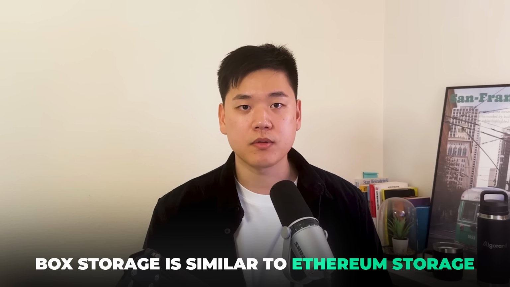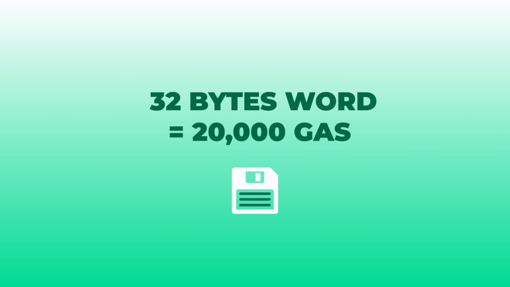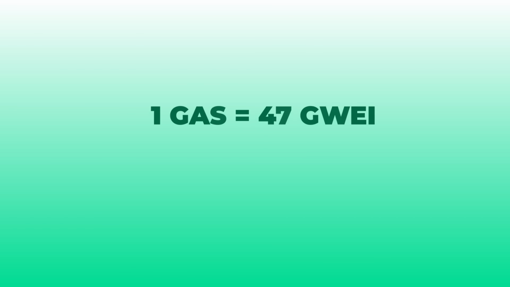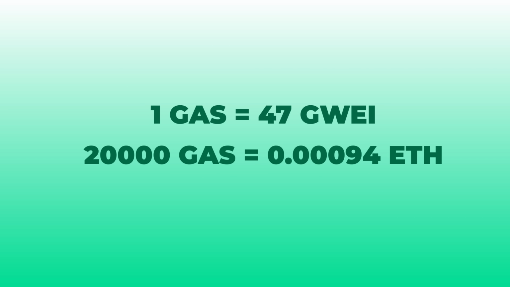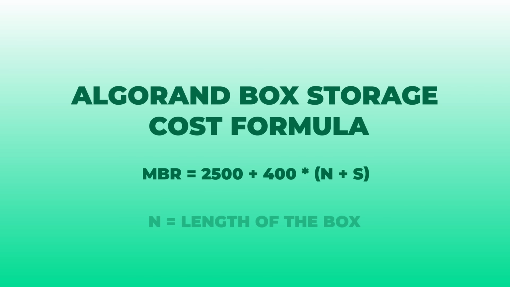Now, since box storage is similar to Ethereum's storage, let's compare how expensive it is to store data on each chain. To store a 32-byte word on Ethereum, it costs 20,000 gas, according to Ethereum's yellow paper. Today is February 7th, 2024, and 1 gas is equal to 47 Gwei. So, 20,000 gas equals 0.00094 ETH. That's about $2.3 today.